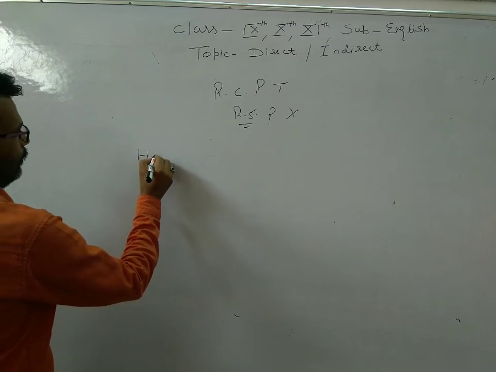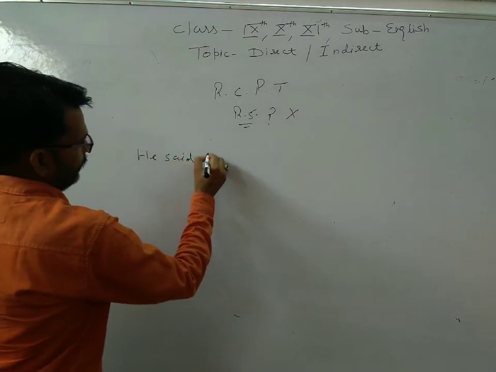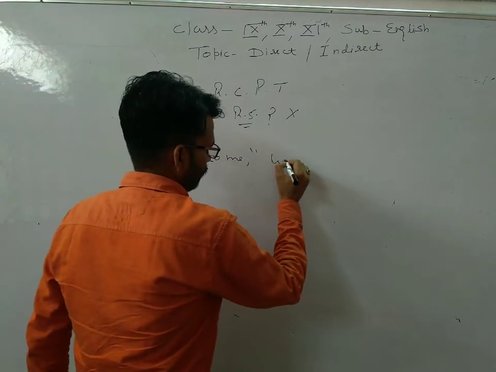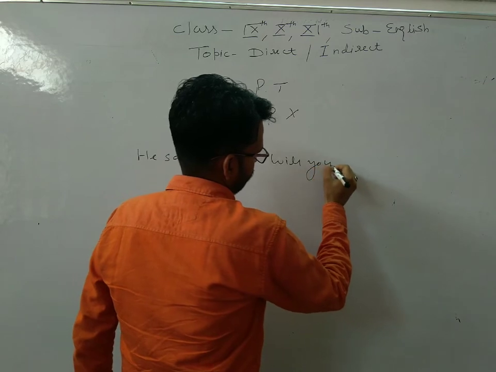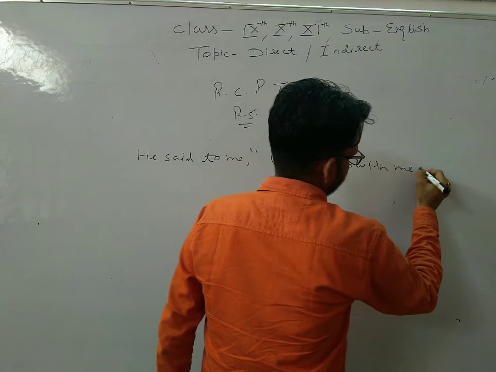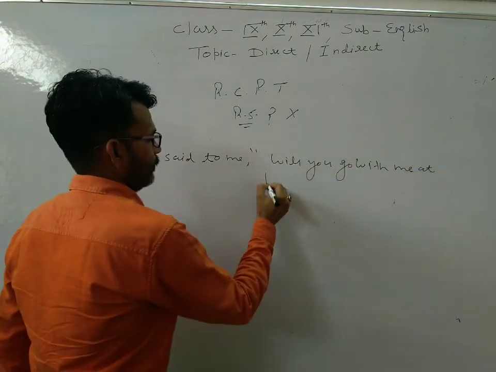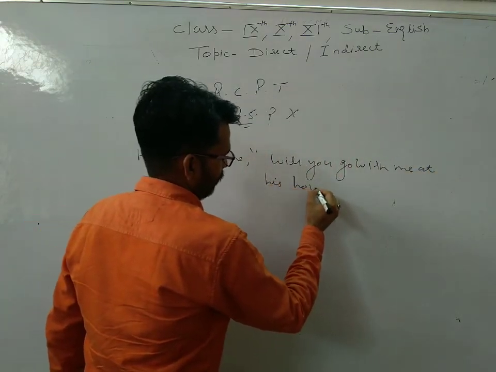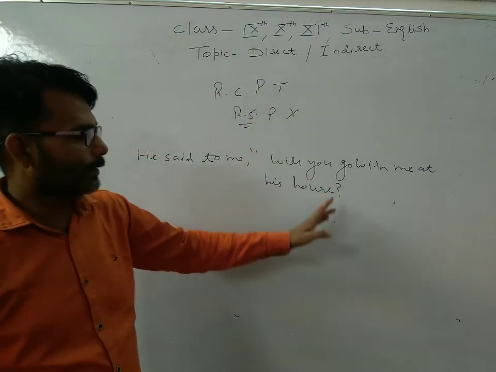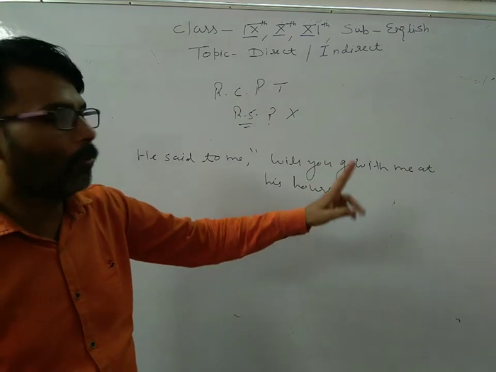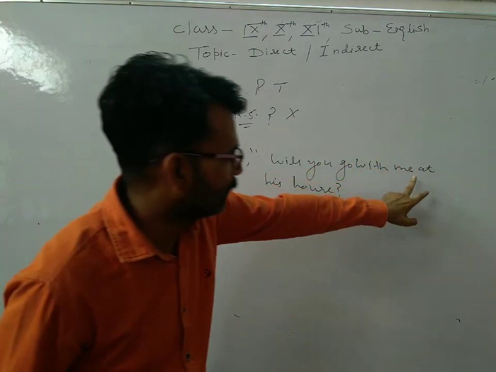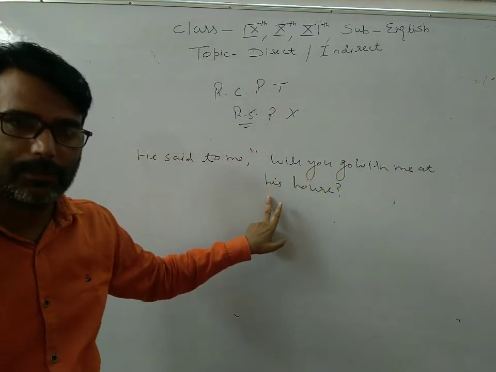Like: he said to me, will you go with me at his house? So this is an example. In this example, I have used all the three persons: that is the second person, that is the first person, and that is the third person.